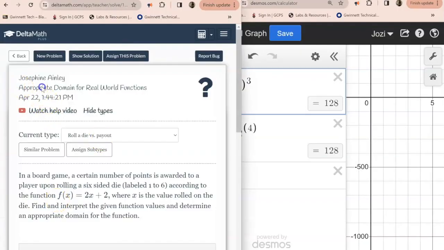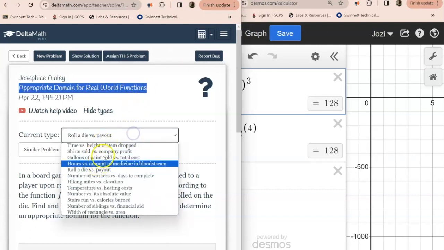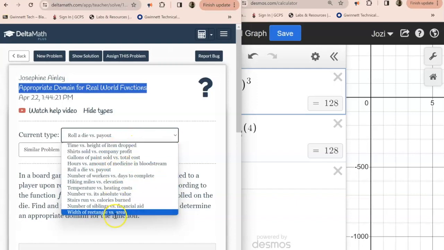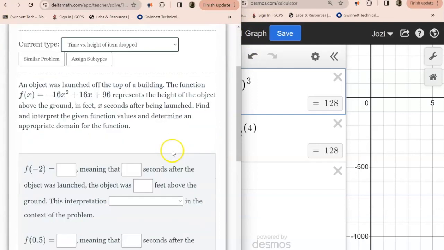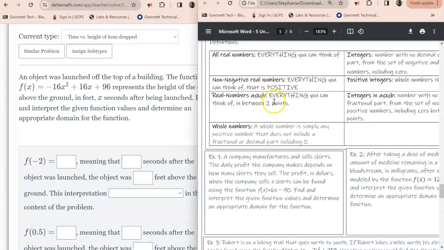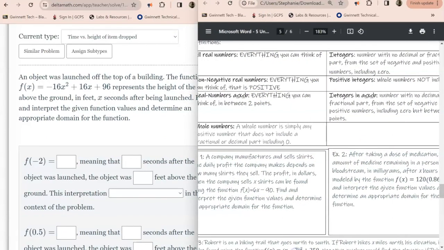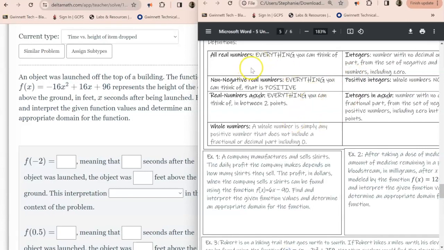All right, so we're looking at appropriate domain for real world problems. There's no telling what you're going to get. So again, look at all these options. It doesn't really matter. It's just a matter of whether it makes sense or not. I'll pick the first one, but I'm not going to do a whole bunch of questions. You do need to know these definitions. I'm going to put them here for us answering our questions, but you do need to know what these definitions are.